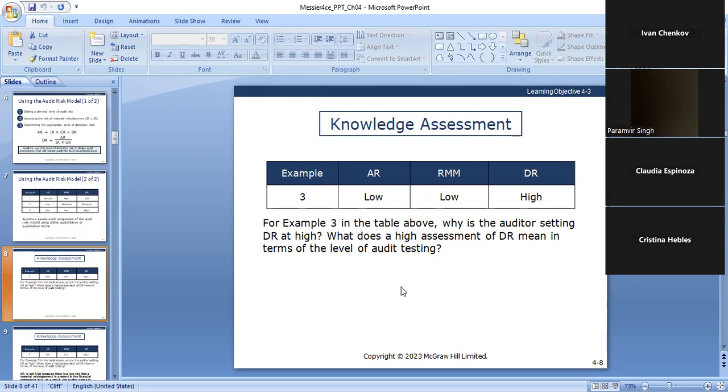Make sense? Yes, but I didn't understand why, in this case, example 3, the company has a low inherent risk and control risk, because they have very good internal control, yet the detection risk is high. Why is detection risk high?